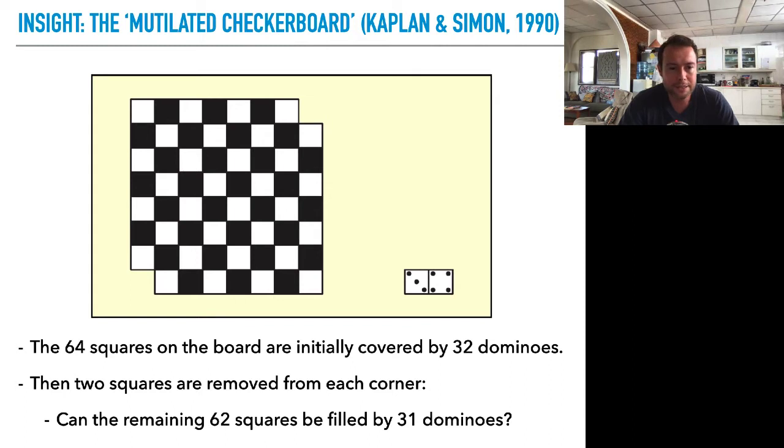So in this example, you have 64 squares on the board that are initially covered by 32 dominoes. This is a normal chess or draughts board, an 8x8. Then 2 squares are removed from the corners. So as we've done here, we've just mutilated this checkerboard. The problem you're given is, can the remaining 62 squares be filled by 31 dominoes?